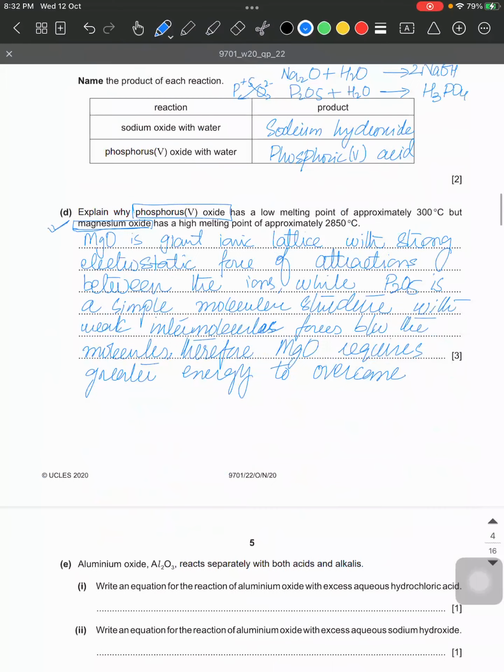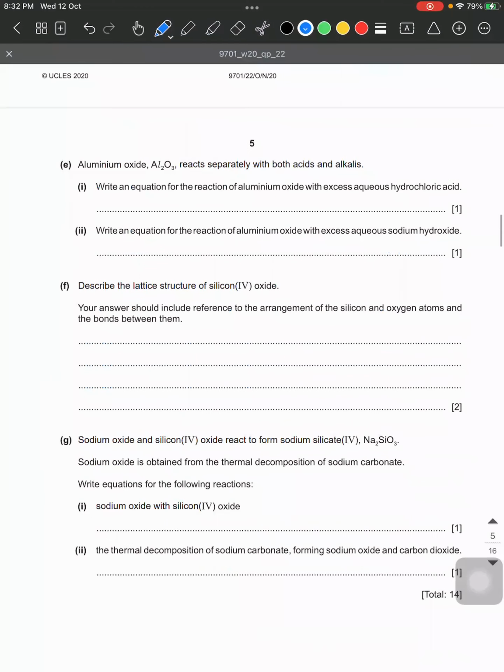Let's move towards part E. Part E says aluminum oxide reacts separately with both acids and alkalis. Write an equation for the reaction of aluminum oxide with aqueous hydrochloric acid. We did this as well in period 3, right? Aluminum oxide is amphoteric, so it can react with both acids and bases. So it will form AlCl3 salt and water, right? I just write the complete balanced equation here. You don't need to write the balanced equation; it is only for 1 mark, so you can write only the correct formulas of the products.